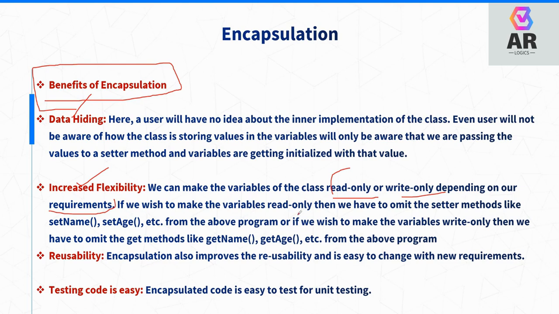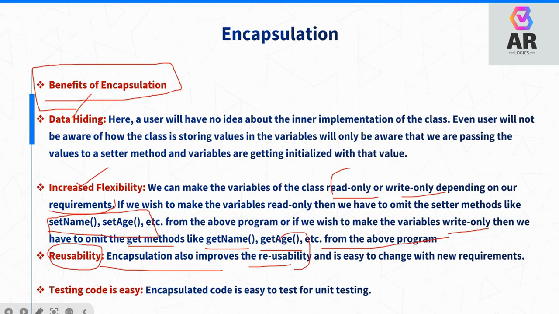If you wish to make a variable read only, then we have to omit the setter methods, like set name, set age, etc. If you wish to make the variable write only, then you can omit the getter methods, like get name, get age, from the program. Another benefit is reusability: you can reuse encapsulated code in other classes where it is required. In technology terms, encapsulation is mostly useful for unit testing.